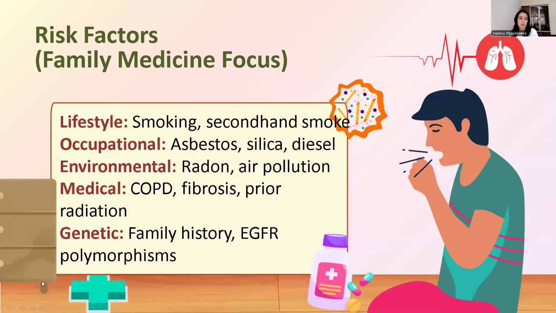Risk factors for lung cancer: if it's about lifestyle, it is mainly smoking, secondhand smoke, occupational factors like asbestosis, silica, diesel, environmental factors like radon and air pollution, medical conditions like COPD, fibrosis, prior radiation, and of course genetic factors like family history and EGFR polymorphism.